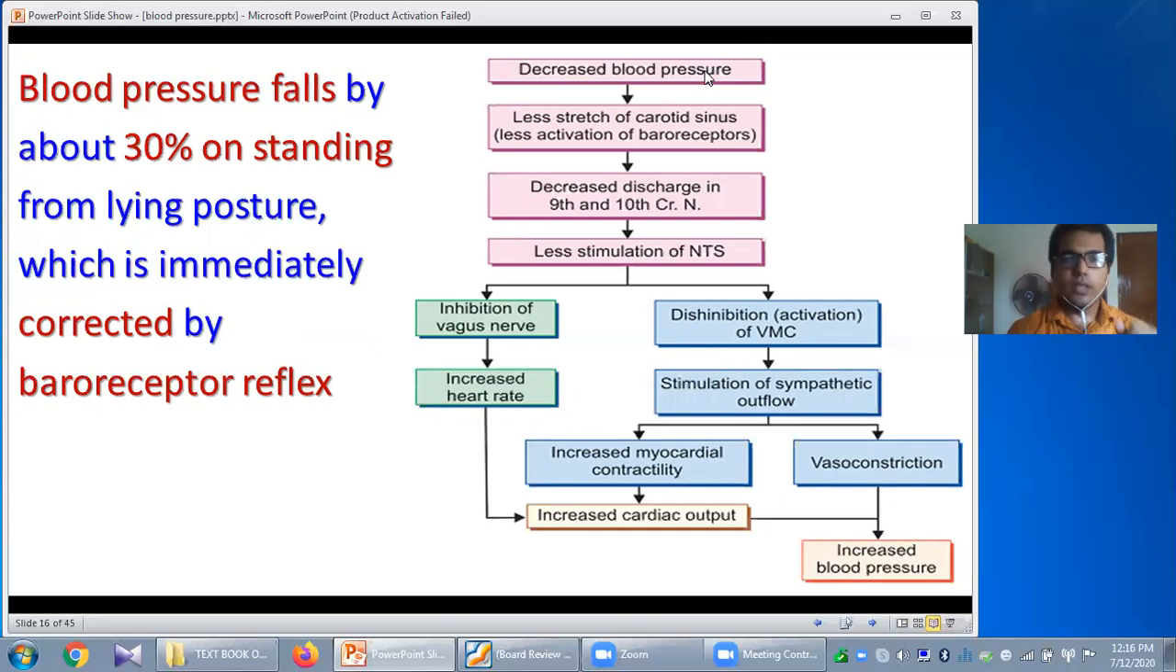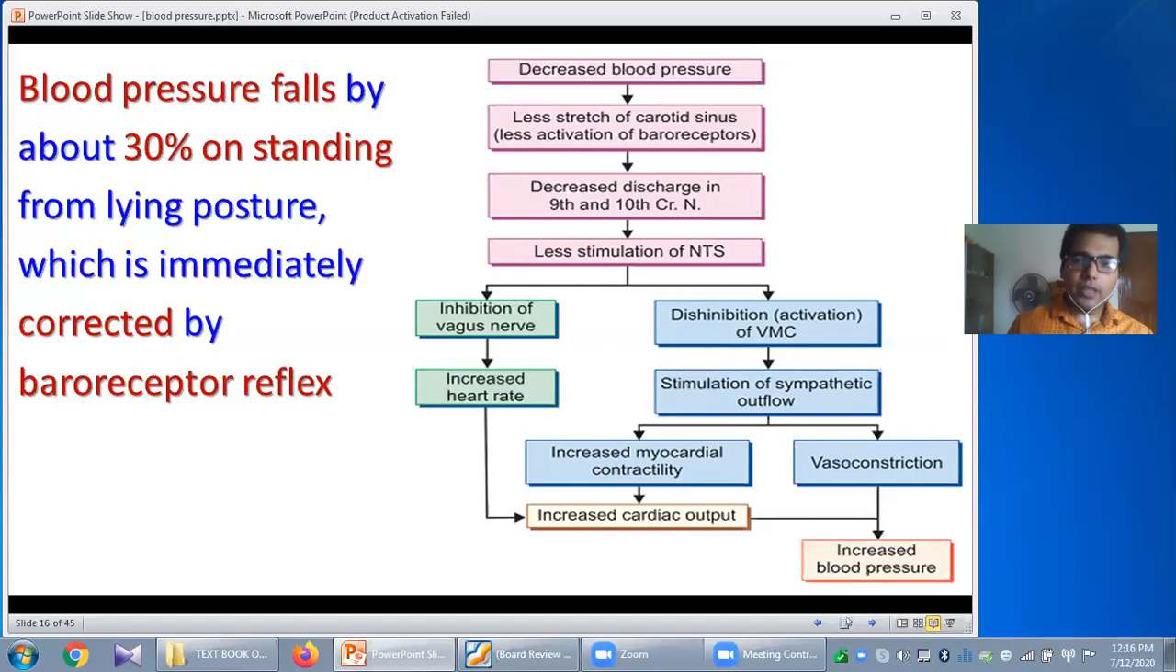Okay. Then what will happen? When the blood pressure falls down, there will be less stretch on the carotid sinus. Another point I want to mention: when the blood pressure is dropping, the main role is played by the carotid sinus baroreceptors. During the elevation, the predominant role is played by the aortic baroreceptor, but when the blood pressure is falling, the carotid baroreceptors play the vital role.